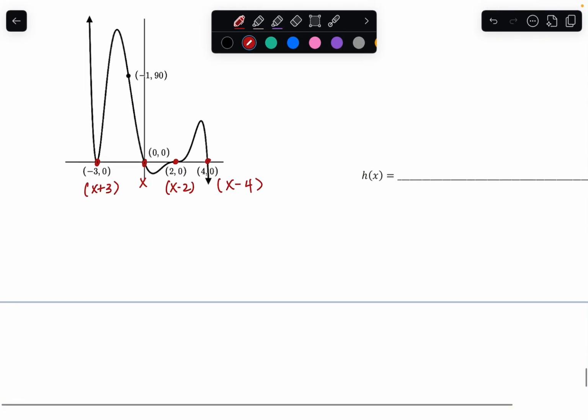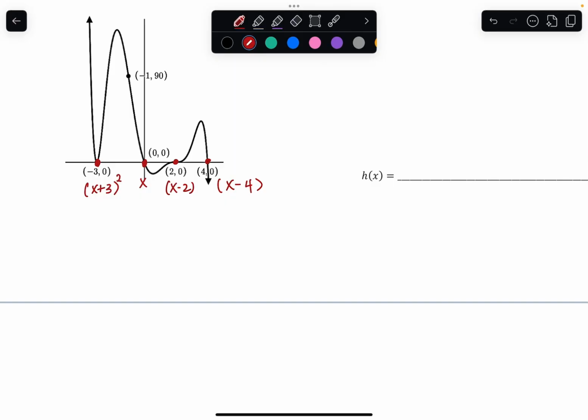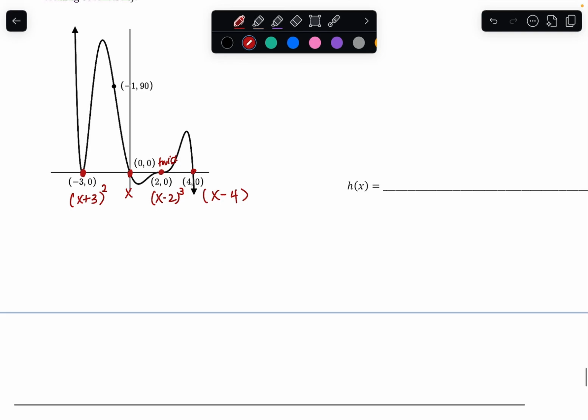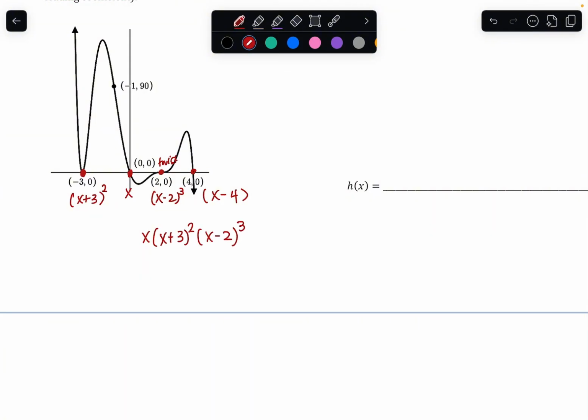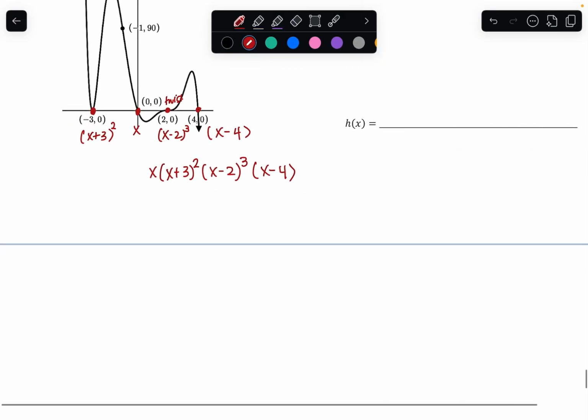Okay, and because at the -3 it is bouncing, I know that's going to be x plus 3 squared. Because at the x it's crossing, it's only going to have a multiplicity of 1. Here we have a twist, and so it's going to be at least 3. And then I always choose the lowest, so it says of least degree. And then here we're crossing, so just 1, x minus 4. Okay, so I always put the x out front, and then we can put the x plus 3 squared, and then the x minus 2 cubed, and then the x minus 4. And it doesn't matter which order you put these in, I always just put the x first.